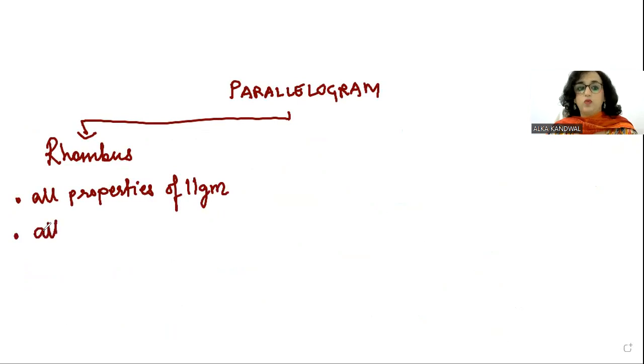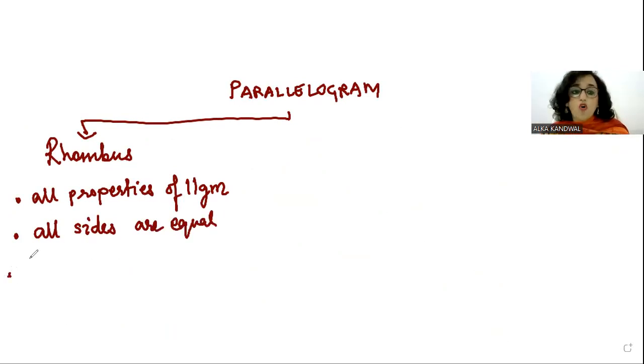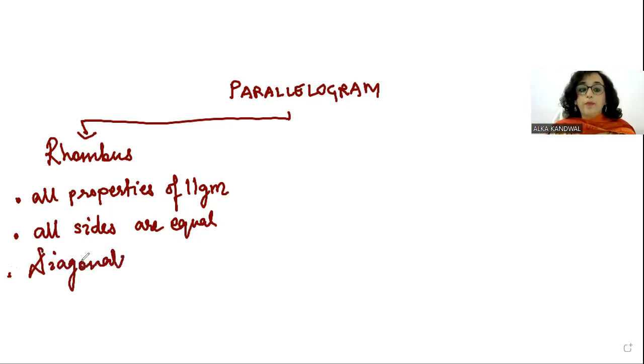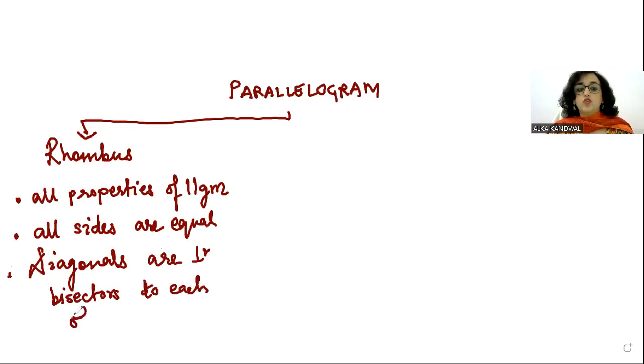All the sides are equal to each other. Rhombus में सारे side equal होते हैं. All the sides are equal to each other. Yes, तो ये है. और बहुत इंपॉर्टेंट कि जो डायगोनल्स हैं वो क्या है, परपेंडिकुलर बाइसेक्टर्स हैं, perpendicular bisectors to each other. That is very very important, bisectors to each other. Is it okay?